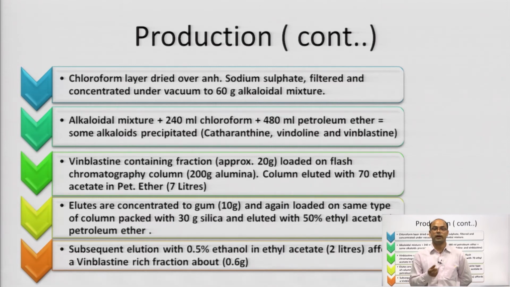mixture. So finally from 20 kg we are getting only 60 gram alkaloidal mixture, from where we have to isolate our desired phytoconstituents, which are vincristine and vinblastine. So you can see the procedure. The 60 gram of alkaloidal mixture is then treated with 240 ml of chloroform and 480 ml of petroleum ether.